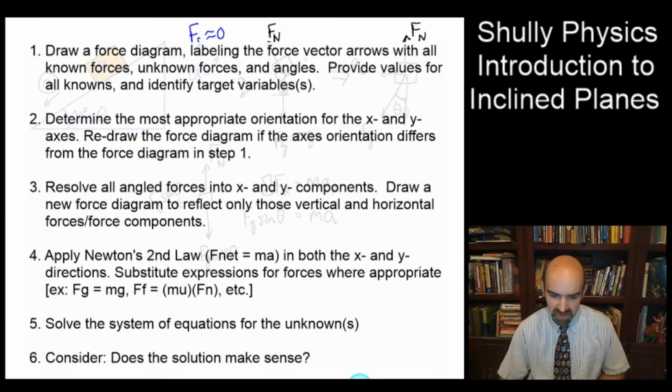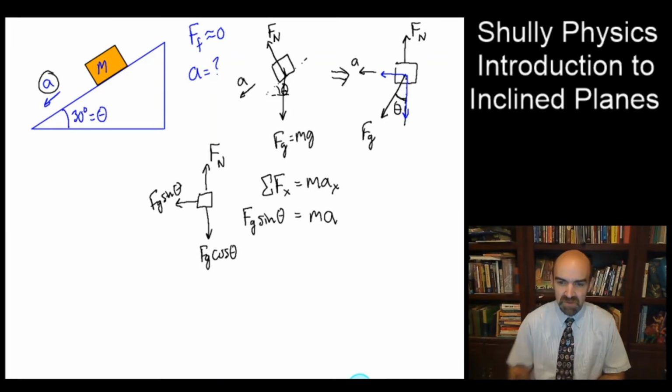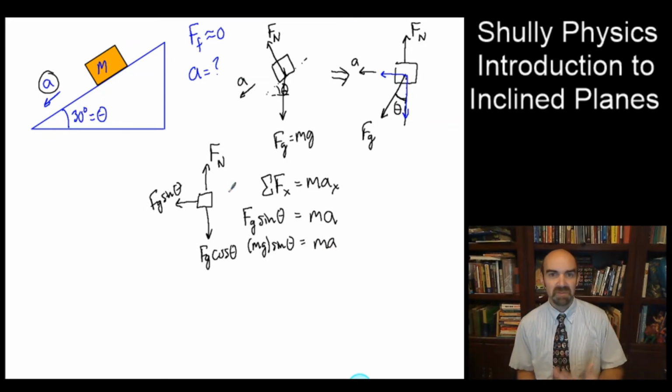Number 4, we're applying Newton's second law in both x and y directions. Substitute expressions for forces where appropriate. So this is where it's really important that instead of having Fg, the weight there, we're going to substitute mg for that weight. mg sine theta equals ma. Now look what happens. Do you notice that something's going to cancel here?